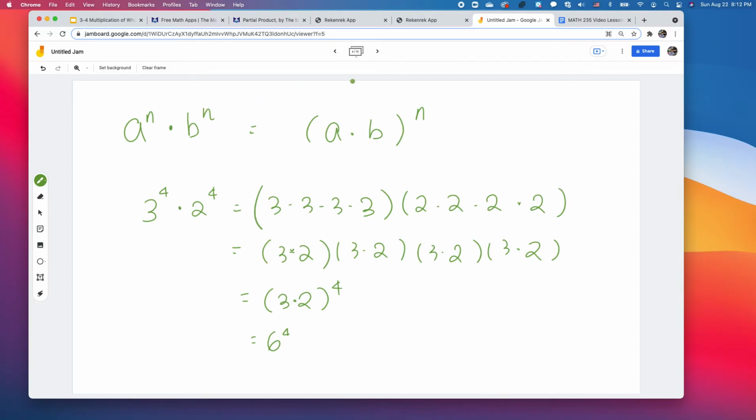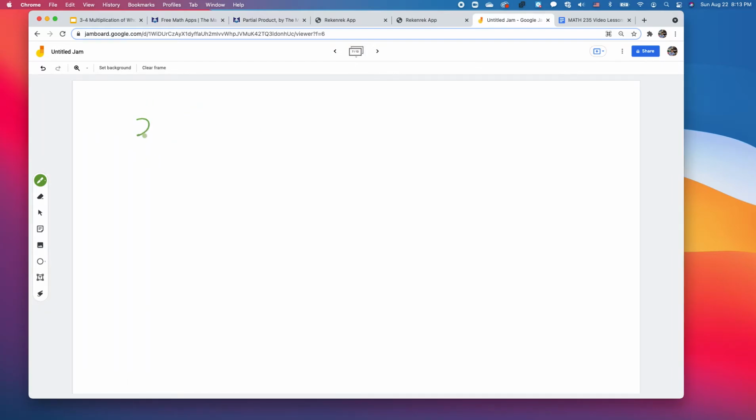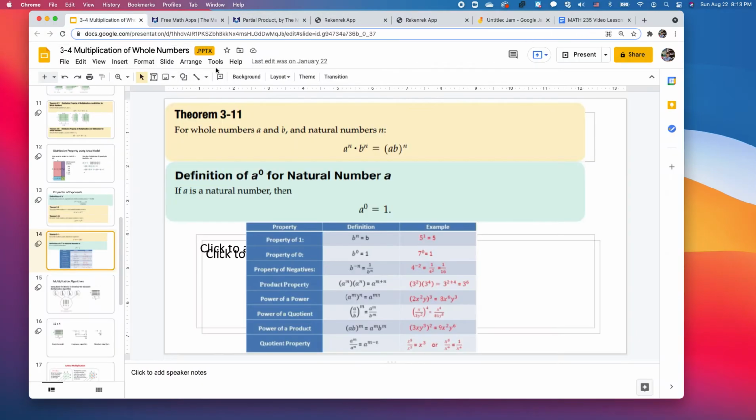So for example, if you have addition like 3 to the 4th plus 2 to the 4th, 3 to the 4th is 3 times 3 times 3 times 3, and you are going to add that to 2 times 2 times 2 times 2. There's nothing in common, no common factor, so you cannot use the distributive property. You just need to do 3 times 3 times 3 times 3, which is 81, and 2 times 2 times 2 times 2, 16. You just need to add them together. There's nothing else you can do. So don't get confused with it.